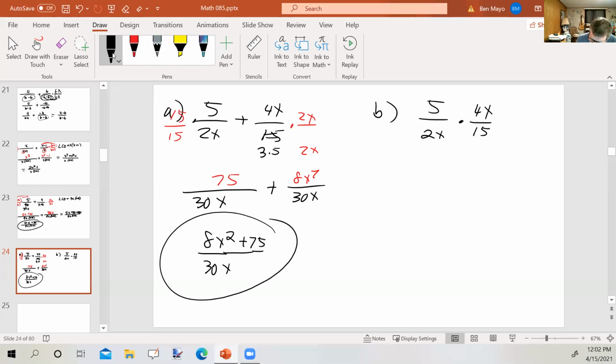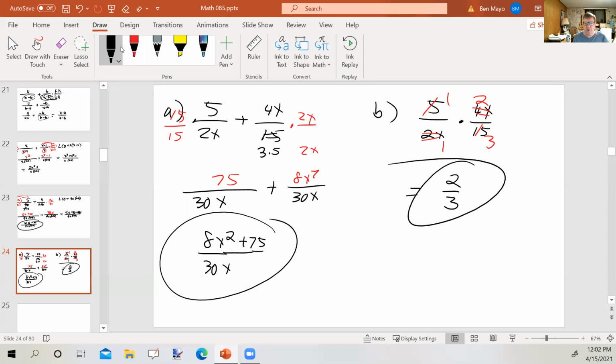But when multiplying fractions, we don't need a common denominator, and in this case, we can actually reduce things. 5 over 15 is 1 over 3. 4x over 2x would just be 2 over 1. So I end up with 2/3. So just like doctors in surgery, pay close attention to perform the correct operation at the correct time.